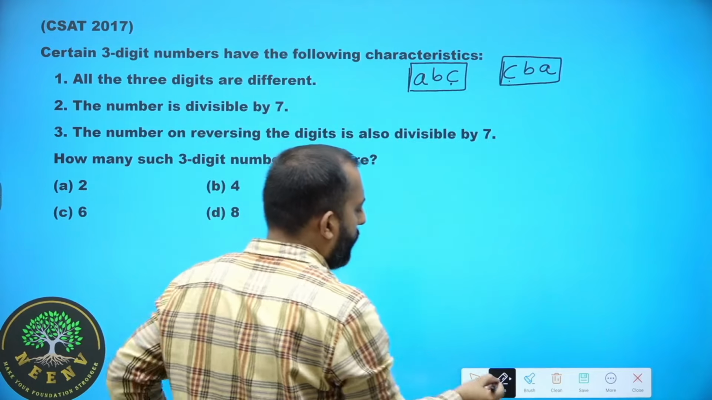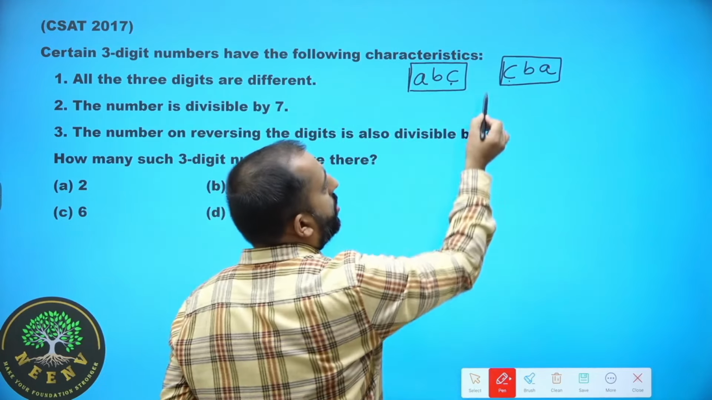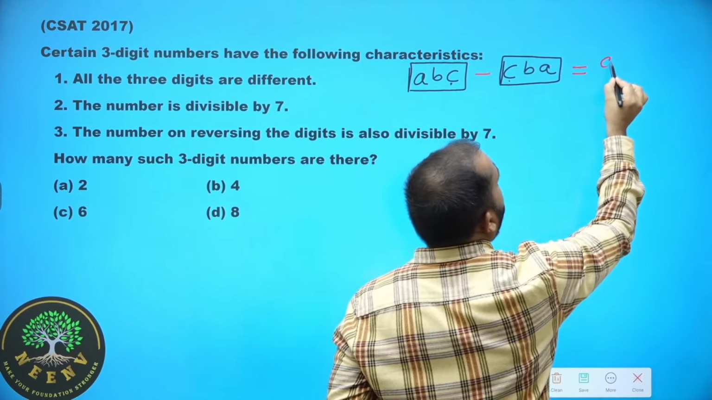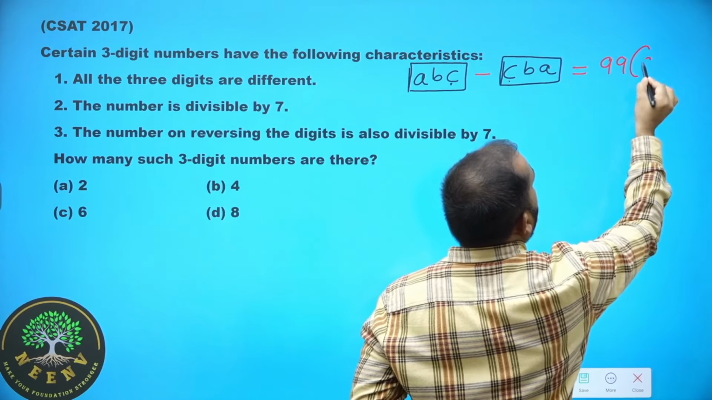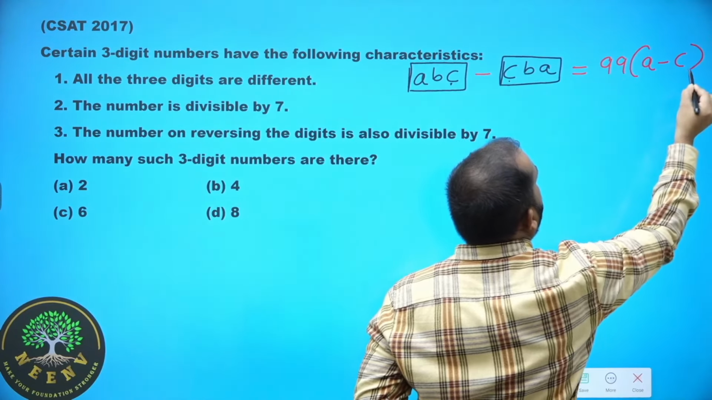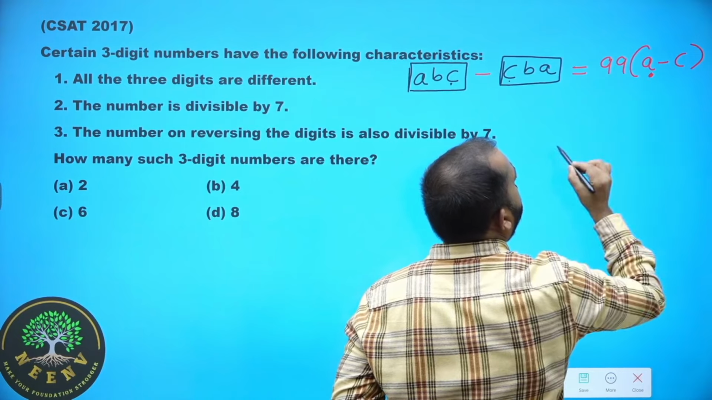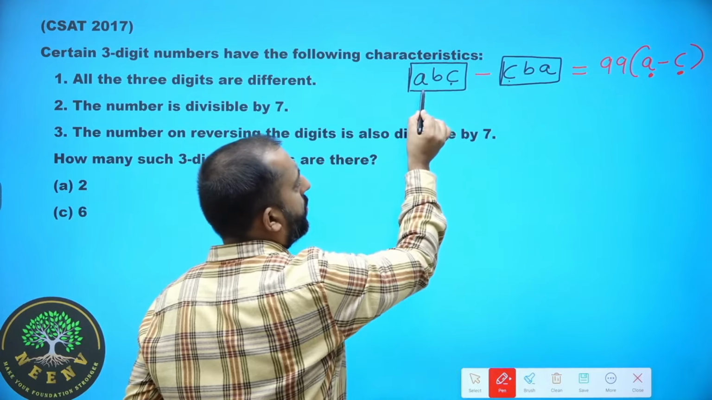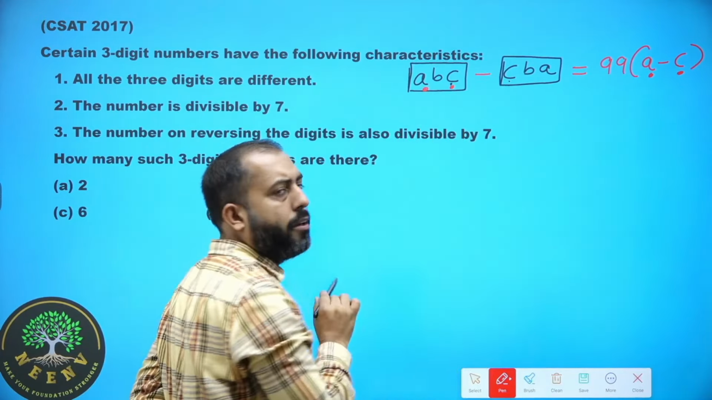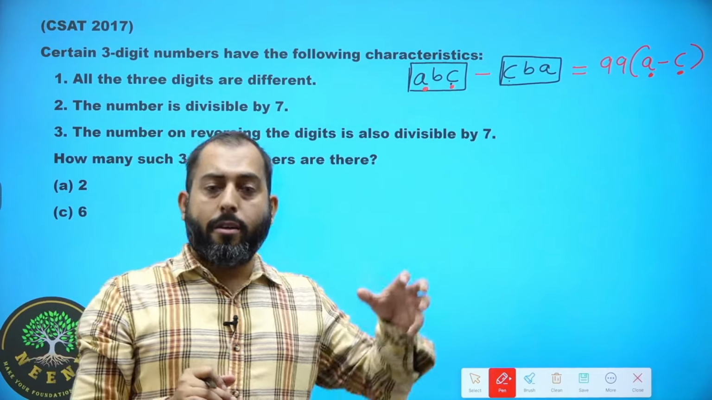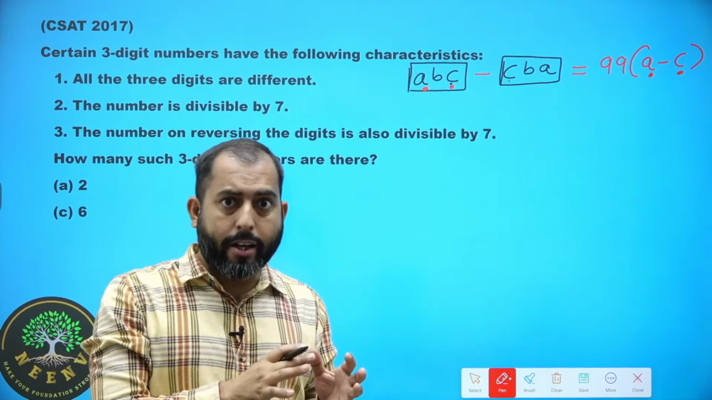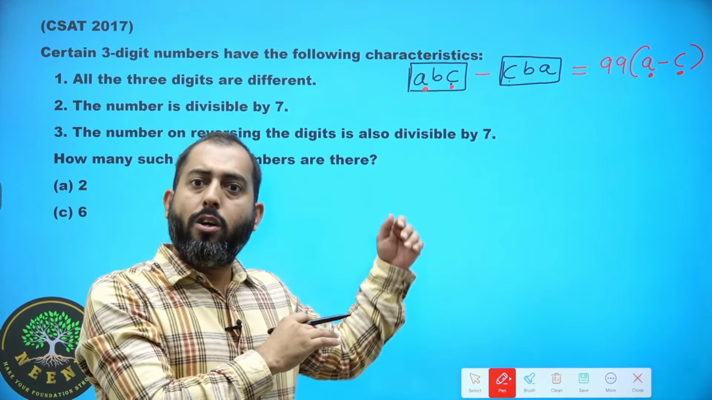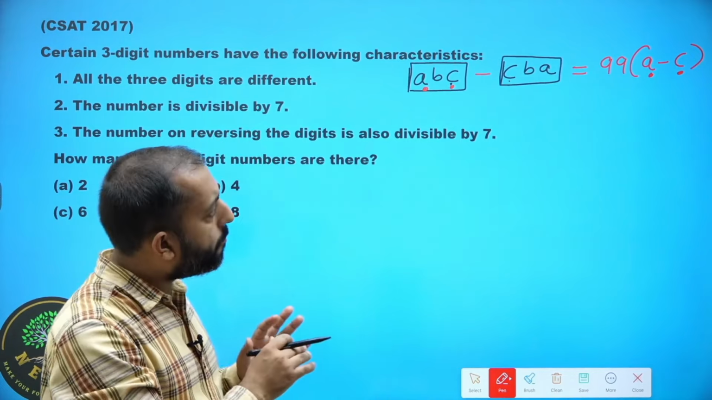Now we know if you subtract two such numbers, then the result obtained will be equal to 99 into the difference of the digit that was present at the 100th place and the digit that was present at the units place. This fact has been discussed already in the previous video. If you haven't seen that, kindly go through that video first.